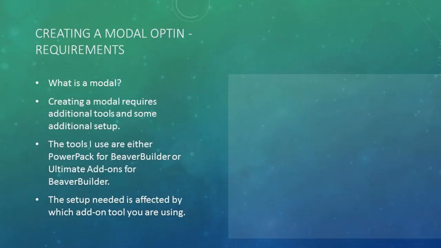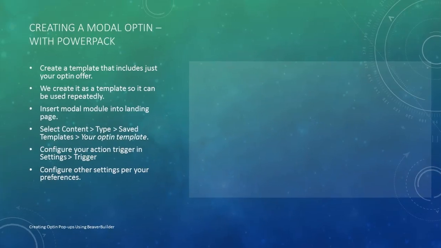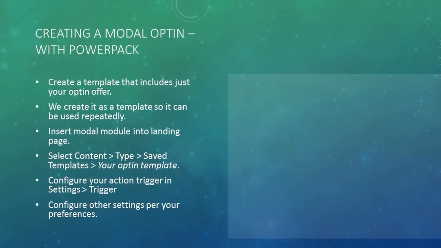Creating it is a simple process. First of all, what we're going to do is create a template that includes just your opt-in offer. So what we're going to put in the template is just the opt-in offer. We're going to create it as a template so it can be used in multiple different places, including the modals. Then we're going to insert the modal module into the landing page and then go through and configure it.